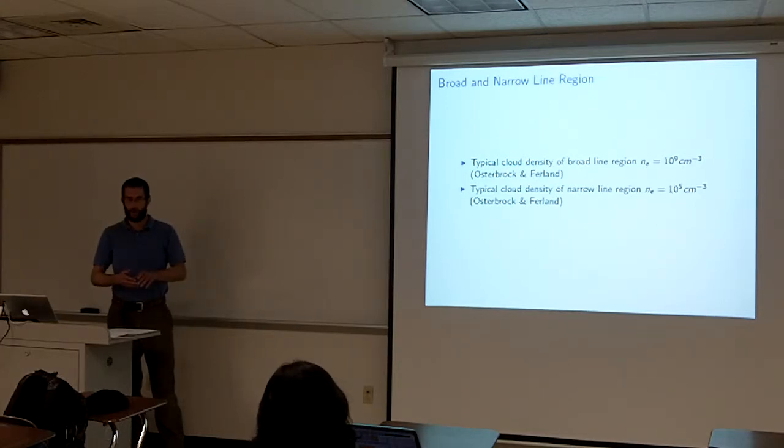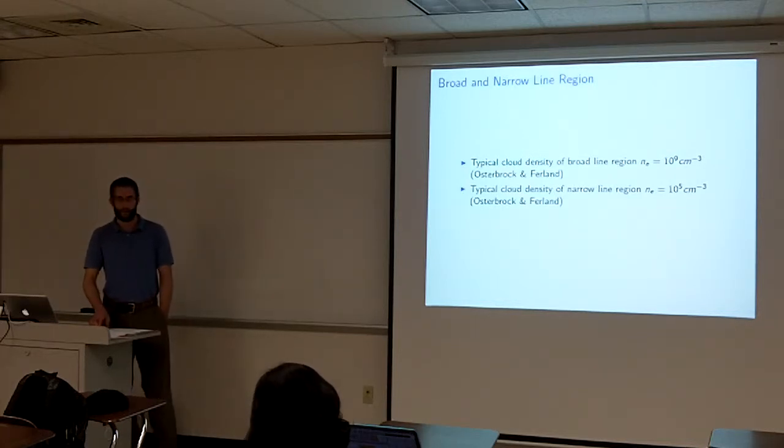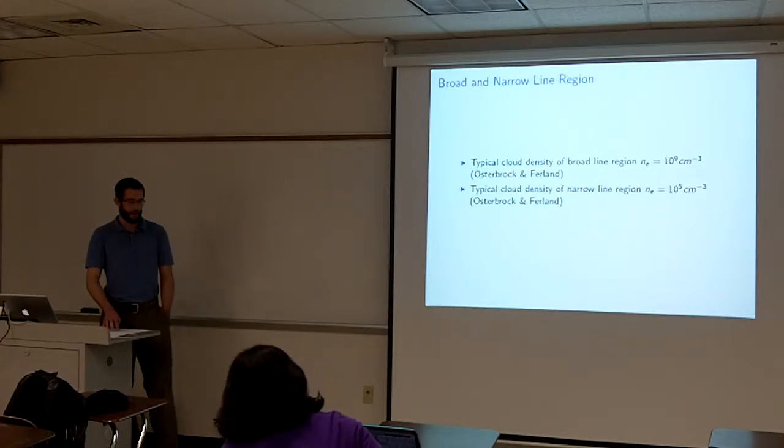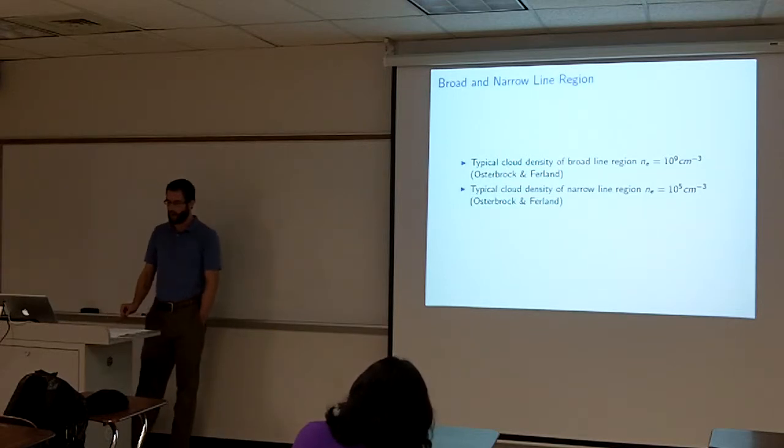So whether or not you can see the broad line region determines whether it's a Seyfert 1 or a Seyfert 2 AGN. The broad line region is closer to the black hole, and it has a larger velocity dispersion, which will cause the emission lines to be broadened as well.